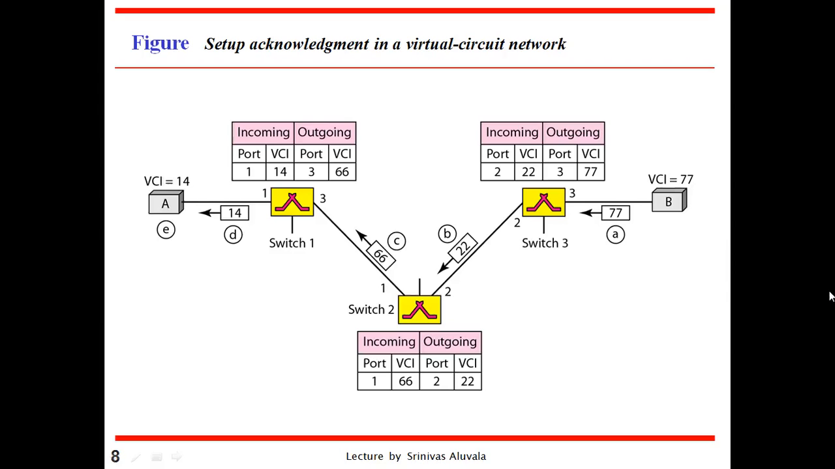Switch 3 sends an acknowledgement to switch 2 that contains its incoming VCI in the table chosen in the previous step. Switch 2 uses this as the outgoing VCI in the table. Switch 2 sends an acknowledgement to switch 1 that contains its incoming VCI in the table chosen in the previous step. Switch 1 uses this as the outgoing VCI in the table. Finally, switch 1 sends an acknowledgement to the source A that contains its incoming VCI in the table chosen in the previous step.